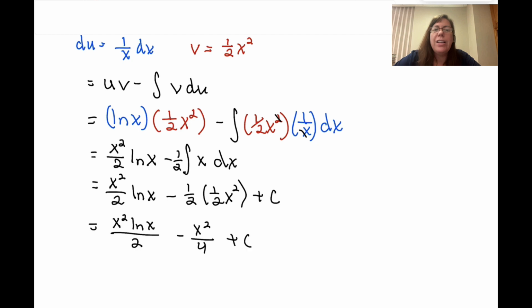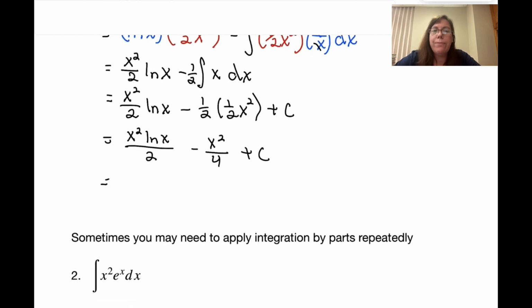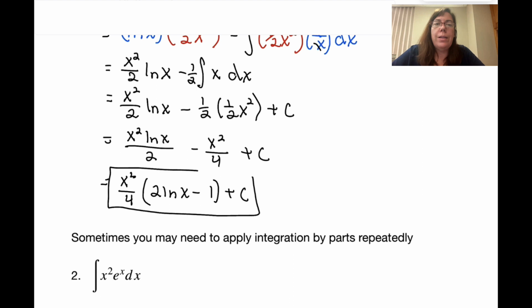plus c. Now you can leave it like this, or if you want to, a lot of people like factoring out the GCF. Sometimes it's just easier to evaluate if you have a definite integral to evaluate. And we could write it like this. So either one of these last two lines would be acceptable answers.